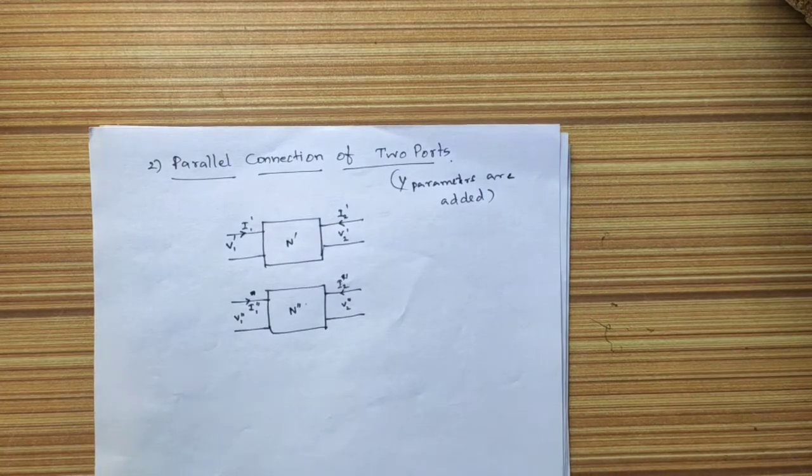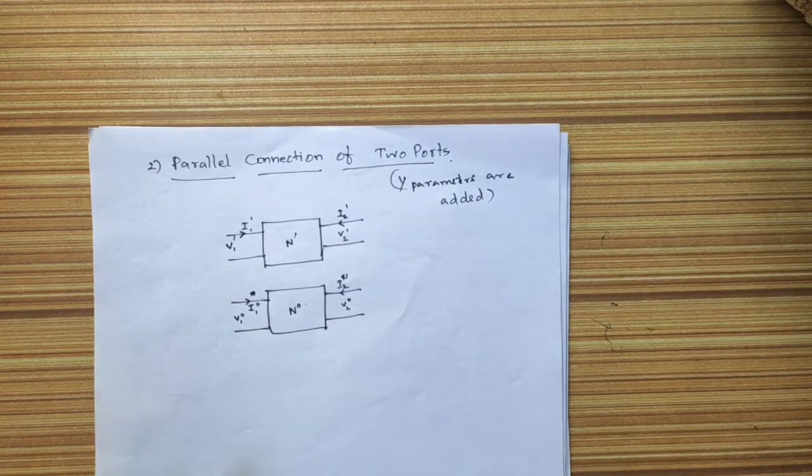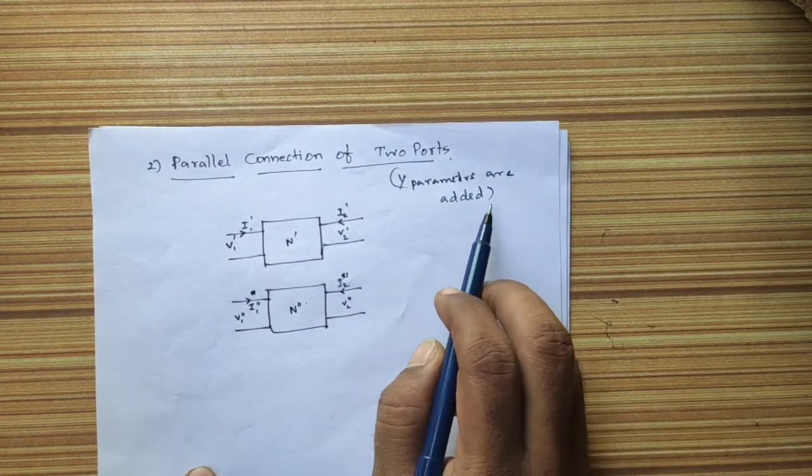Okay, the second one is parallel connection of two port networks. If you understand the series connection of two port networks, then it will be very easy to understand the parallel connection. In series connection, the Z parameters are getting added. In parallel connection, the Y parameters are getting added.